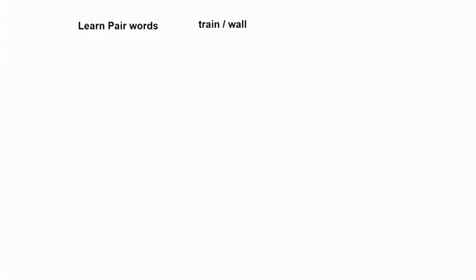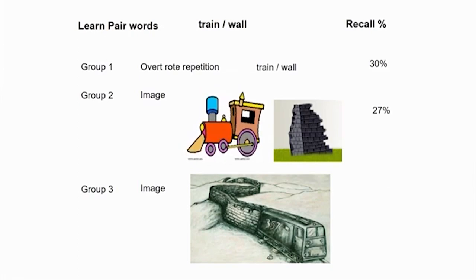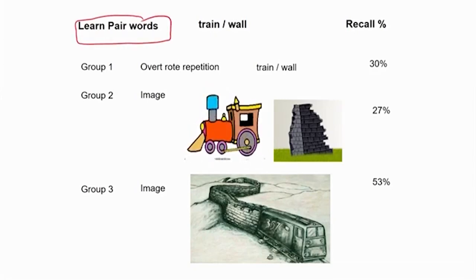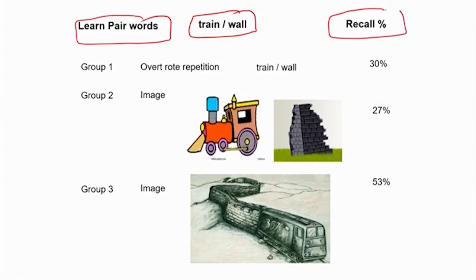This was a pair recall test. Bower gave subjects word pairs to remember. This is the word pair that people had to remember: train and wall.